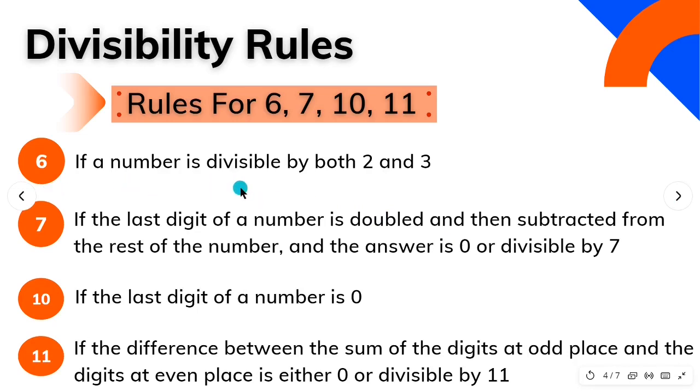Now we go to divisibility rule for 6. If a number is divisible by both 2 and 3, then the number is divisible by 6. Or in a simple way, any even number which is divisible by 3 is divisible by 6. Like number 6, 12, 18, 24, 30, 36, 42. These are all even numbers and divisible by 3. Hence they are divisible by 6.